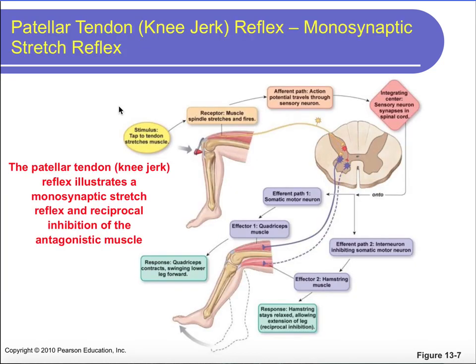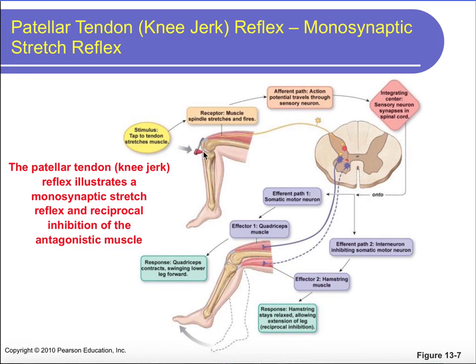Okay, now let's look at reflexes, and we're going to look at a very simple reflex that you may all be familiar with. That's our patellar tendon reflex, or the knee jerk reflex. This is when you go to the doctor's, or you can do this at home, just tap your patellar tendon and your leg shoots up, it extends. And so this is a very simple monosynaptic reflex.